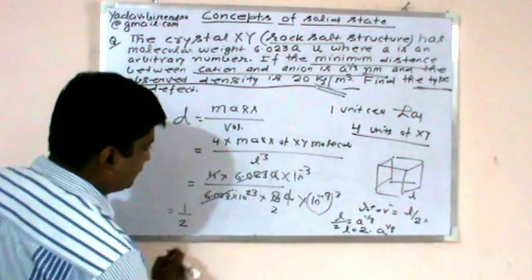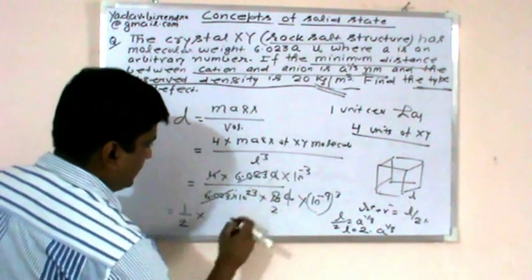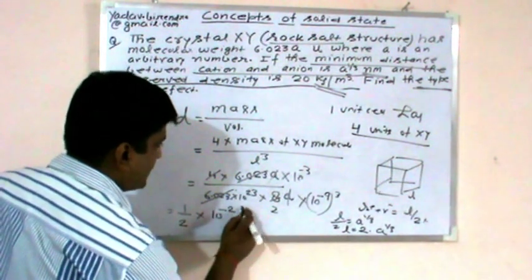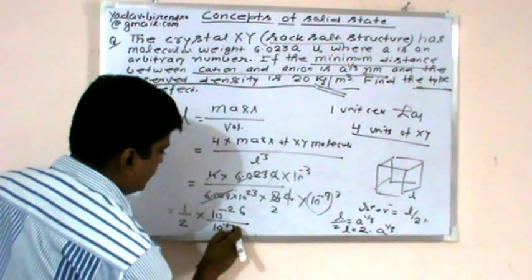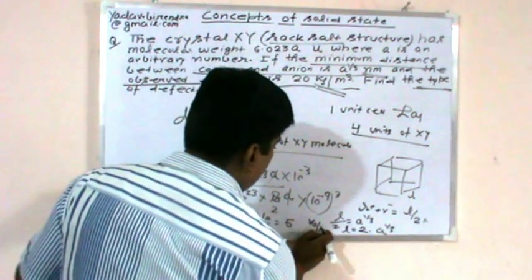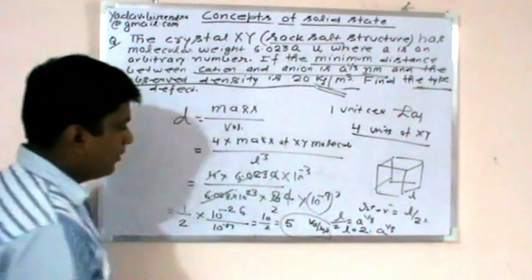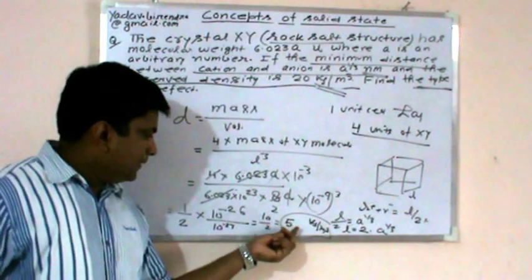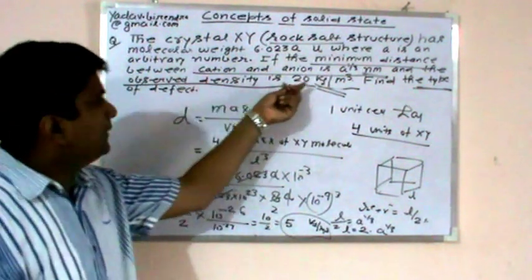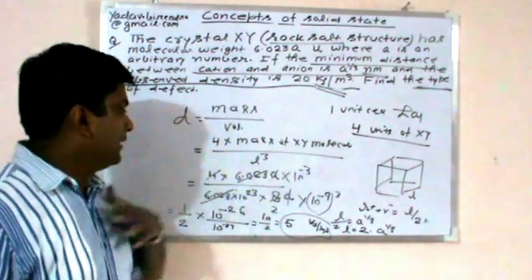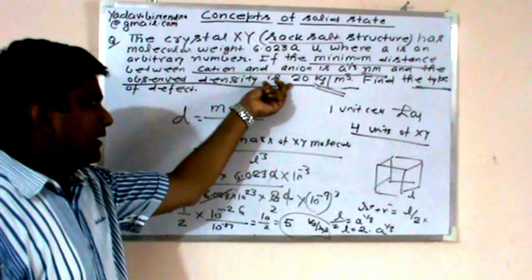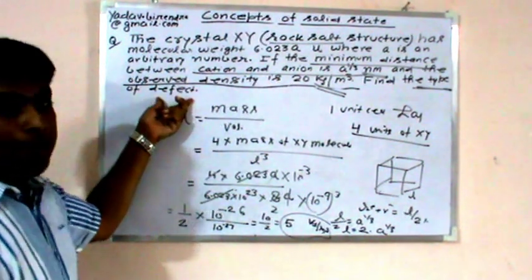Finally it will become 1 by 2 into 10 to the power minus 23 upon 10 to the power minus 27. So it becomes 10 by 2, which is 5 kilogram per meter cube. As you see, the calculated density is 5 kilogram per meter cube, while the observed density is 20 kilogram per meter cube. So we can say the calculated density is less than the observed density, and that is why the defect will be metal excess defect.